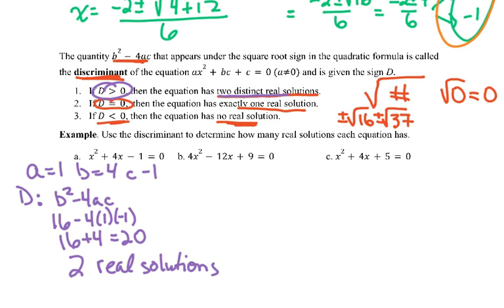How about B, right? Let's determine our a, b, and c. a is 4, b is negative 12, and c is 9.